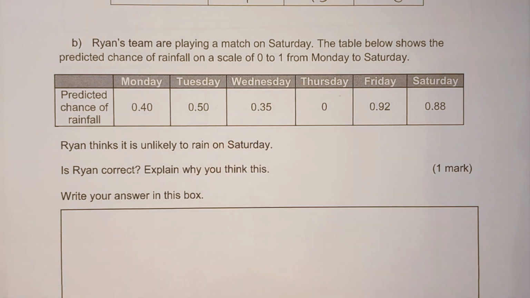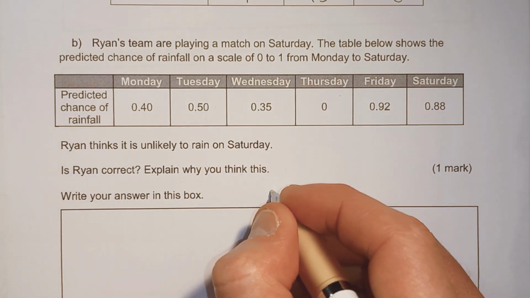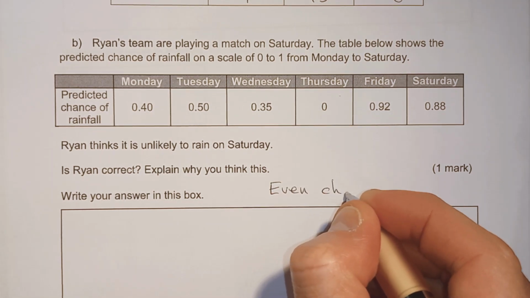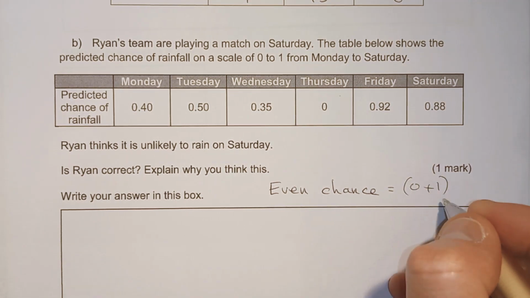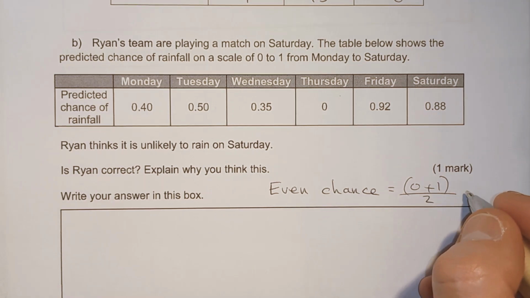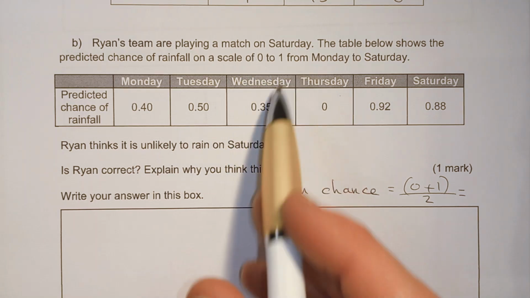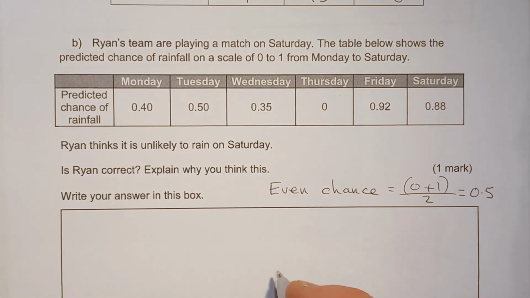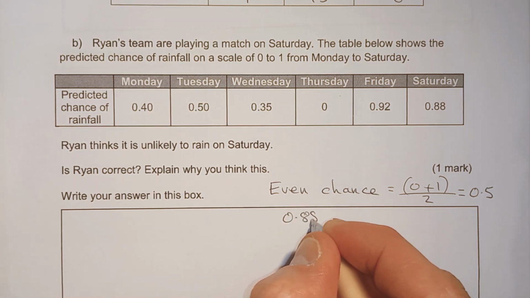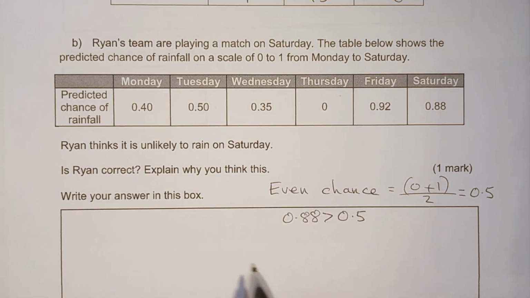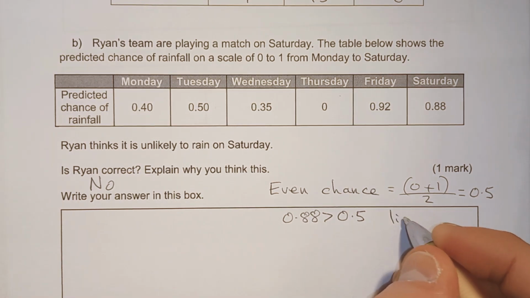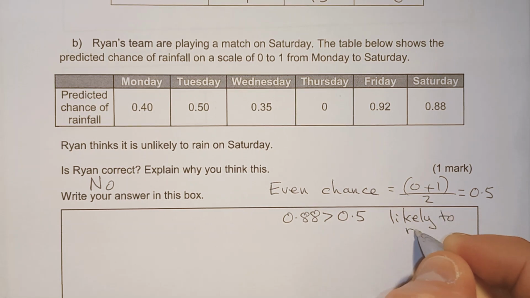Well, if it's a scale from 0 to 1, halfway or even chance would be in the middle. So in other words, it would be 0 plus 1, all of that divided by 2. Or more simply, halfway between 0 and 1 is going to be 0.5. Now 0.88 is more than 0.5, more than an even chance. So he thinks it's unlikely to rain. No, I think it's quite likely to rain. So is Ryan correct? No. So we can put likely to rain.